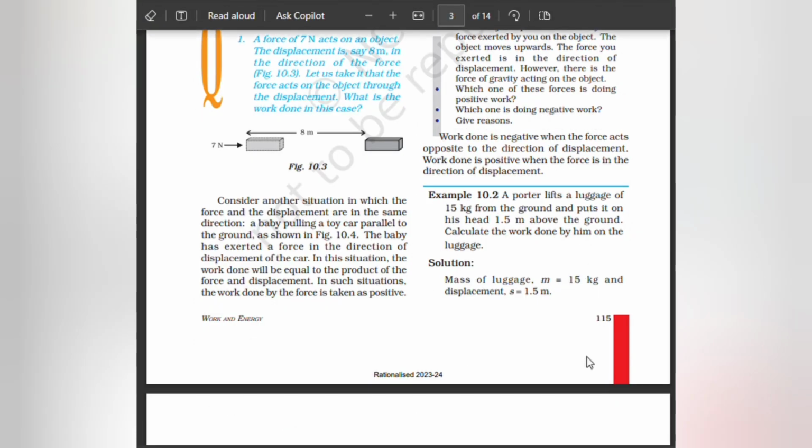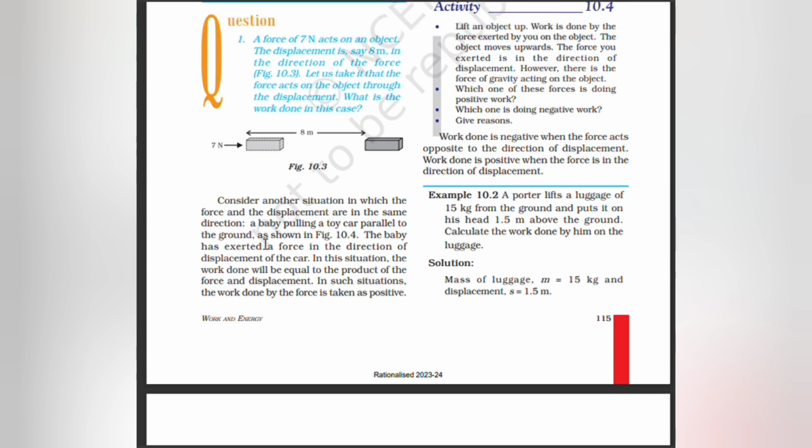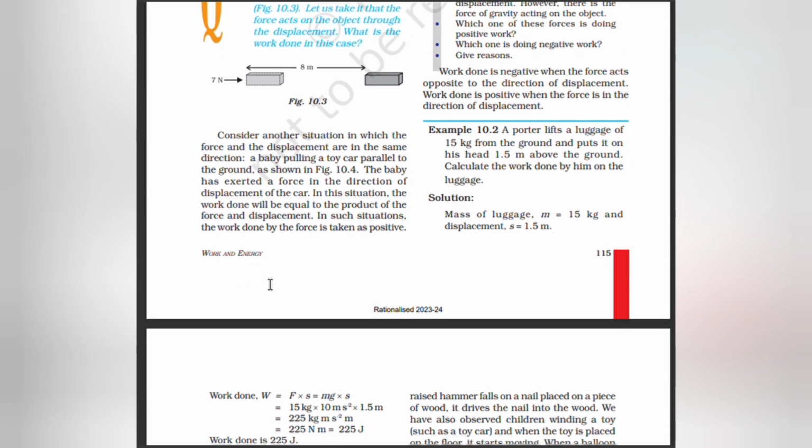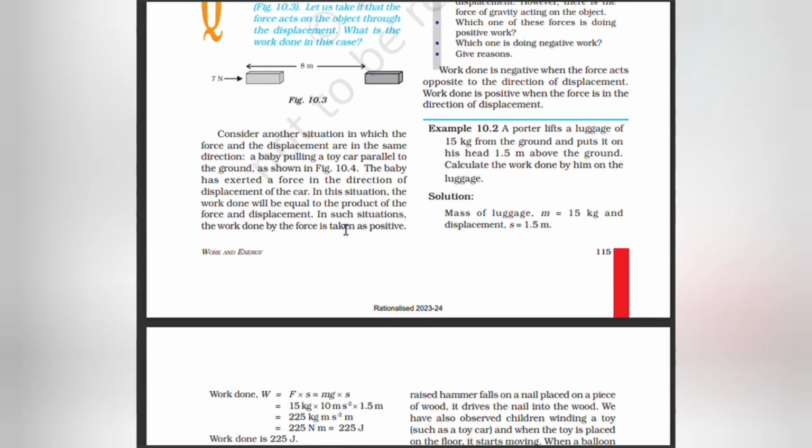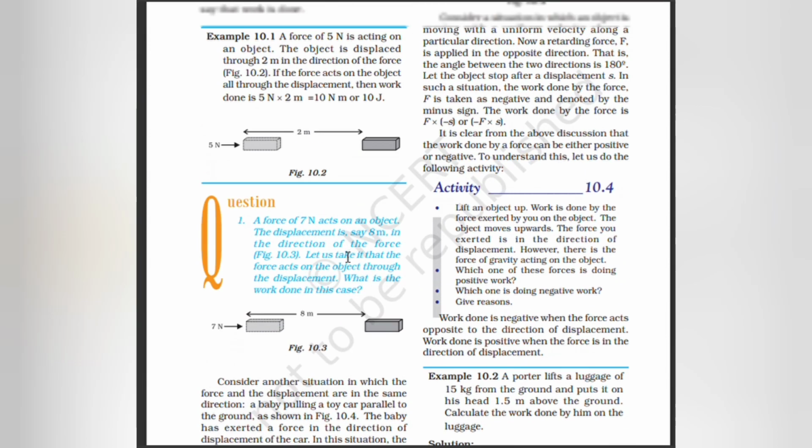Consider another situation in which the force and the displacement are in the same direction. A baby pulling a toy car parallel to the ground as shown here. The baby has exerted a force in the direction of displacement of the car. In this situation, the work done will be equal to the product of the force and displacement. In such a situation, the work done by the force is taken as positive.